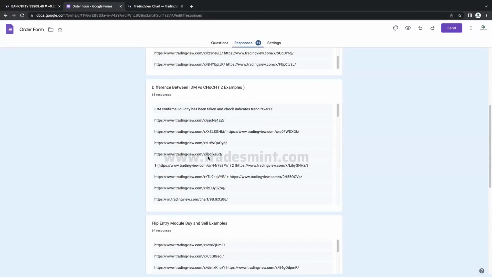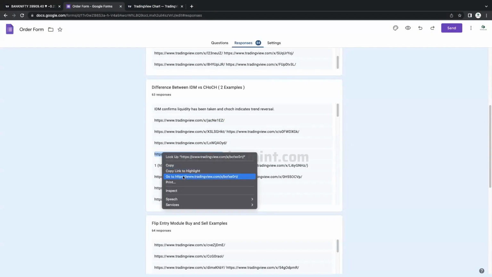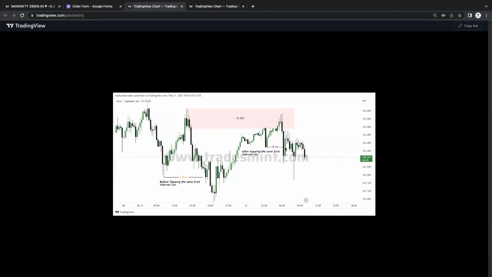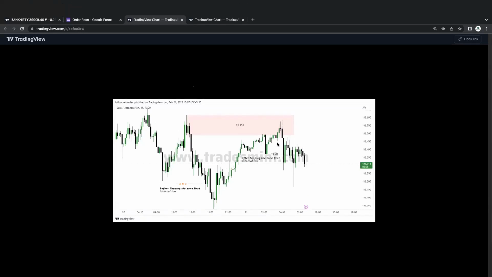Okay, now let's check another one. Yes, sir. Similar to this. When price taps on PDI, the first pullback is called choch, right? But at this point, as you can see here, this one is a little bit here. Like this, so the first pullback is here, so this becomes our choch. But the market taps here, and in reality this becomes our choch actually.